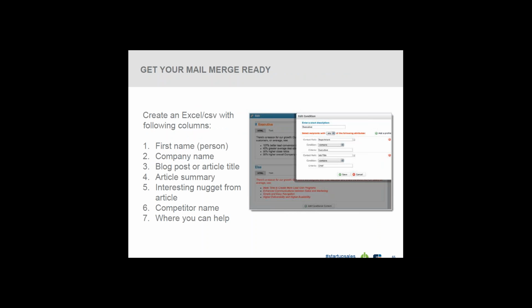So let's get the mail merge ready, right? This is what you're going to do. You can use Acton. That's a screenshot from Acton software. But really what you want is an Excel or CSV, depending on your mail merge software, with these 7 fields: the first name of the person, the company name, a blog post or article title that references them or that they wrote, a little article summary, some nugget from the article you found interesting, maybe a competitor name. You can use some of those tools or strategies I showed you earlier, and then where you can help.